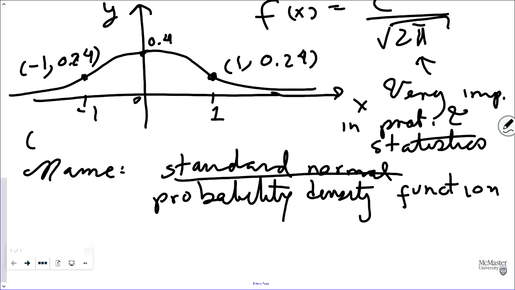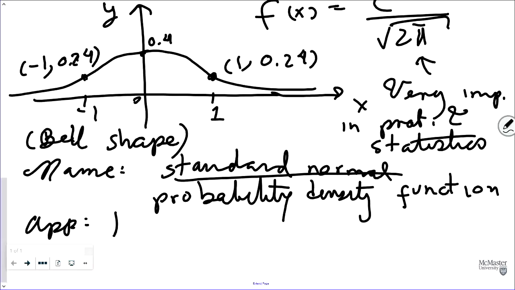Well, clearly what you have is a bell shape for this curve. That's why it's also called bell curve. Of course, the applications are in physics and social sciences.